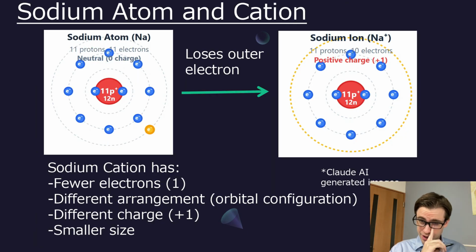Okay, so how is this going to form? Well, we need a sodium cation if we're going to make NaCl. So regular sodium has, on the left here, its elemental symbol Na for natrium, I think, from Latin or something. It has 11 protons and 11 electrons in its standard normal atomic state, and it has 0 charge.